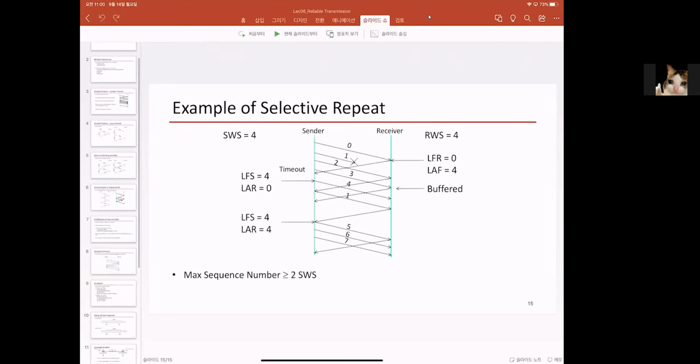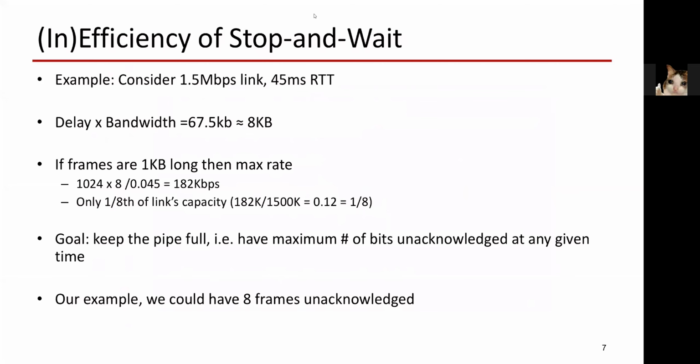So let's see, efficiency of the stop and wait. Inefficiency of the stop and wait, okay? So I have a 1.5 Mbps link and 45 millisecond round trip time, which is my latency, and that is my pipe speed.